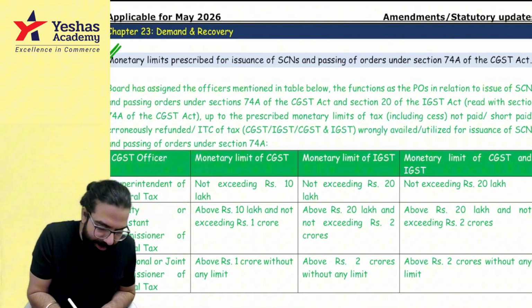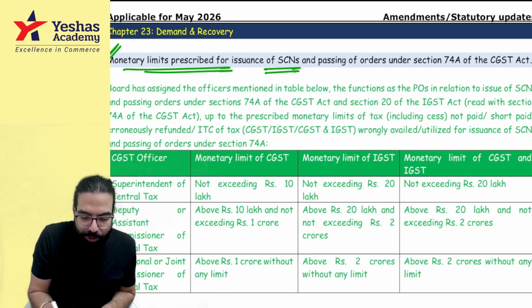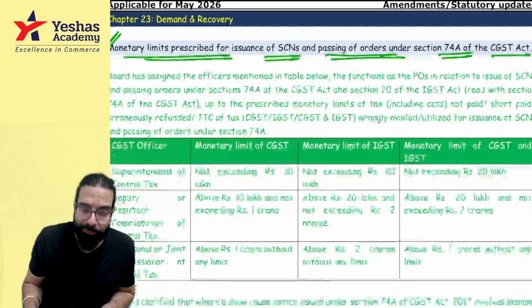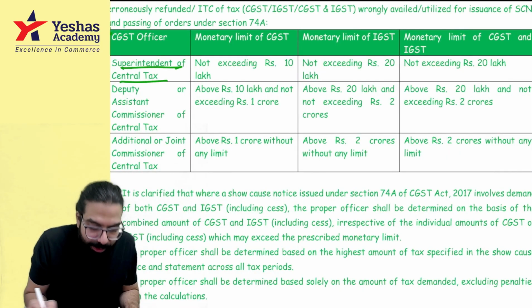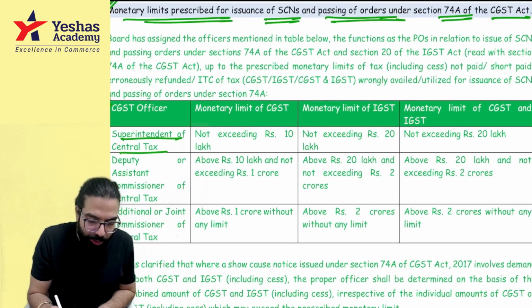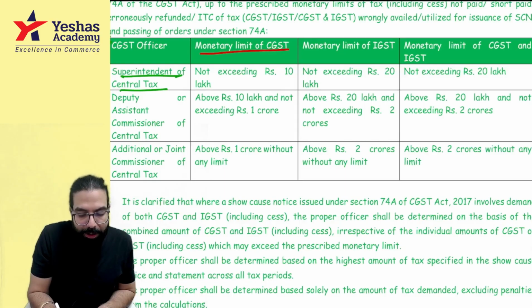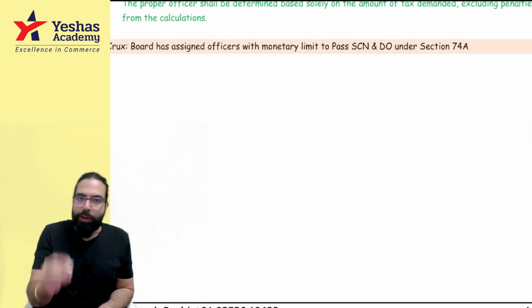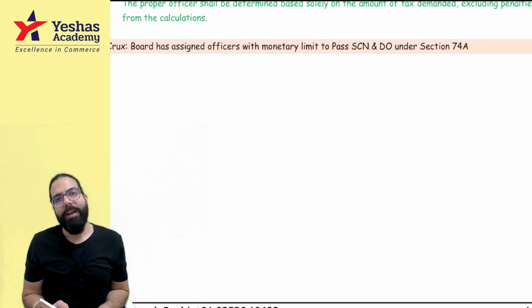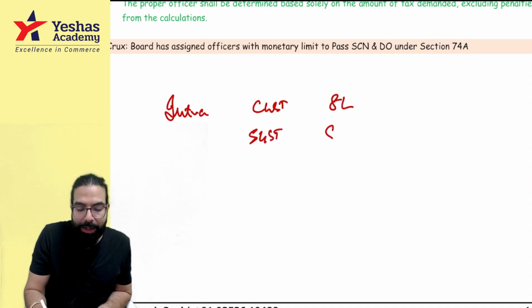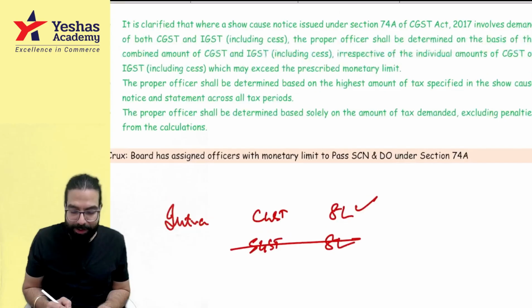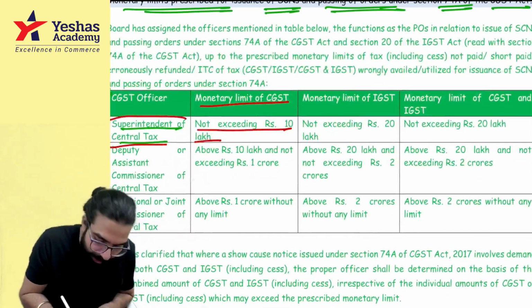The monetary limit for issuance of show cause notice and passing of demand order under 74A has now been prescribed. They have told that the superintendent of central tax has the power to issue show cause notice and demand order for a monetary limit of CGST, you have to see, not exceeding 10 lakh rupees. For example, you have done a fraud, an intra-state supply related fraud, where the CGST amount is there, SGST amount is also there, 8 lakh and 8 lakh. Don't see the SGST, see only the CGST. 8 lakh, so the superintendent will handle your case.